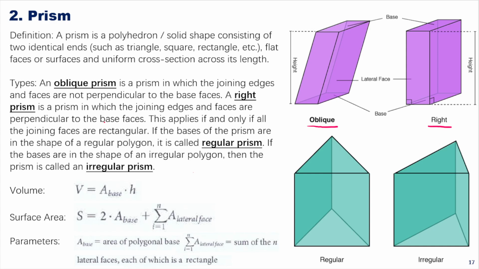If the bases of the prism are in the shape of a regular polygon, then it's called a regular prism. If the bases are in the shape of an irregular polygon, then the prism is called an irregular prism, which is shown here in the diagram at the bottom. Regular prism versus irregular prism.